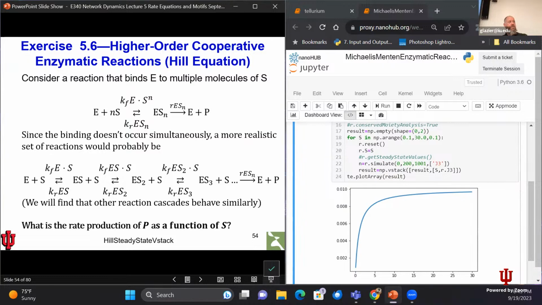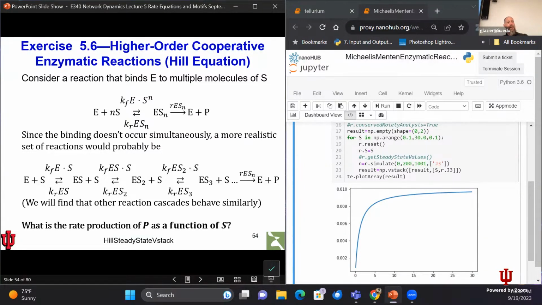Our initial reaction was E plus S goes to ES, goes to E plus P. Now suppose that our enzyme doesn't bind one molecule of substrate at a time, it binds n molecules of substrate. In reality, it probably doesn't do it that way. It probably binds one, and then it adds another one, and then another one, sequentially. But we're going to assume the first form.